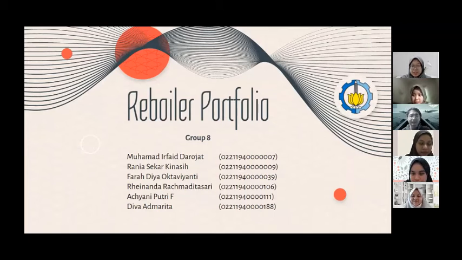Here we are going to present our portfolio about Reboiler. The 8th group consists of Muhammad Irfai, Rania Sekar, Mi Farhadia, Rinanda, Ayani Putri, and Diva Atmarita.